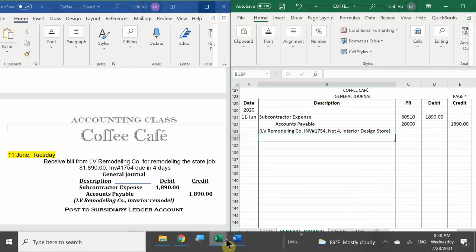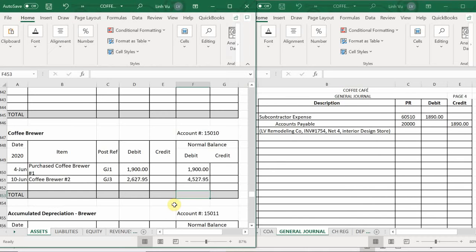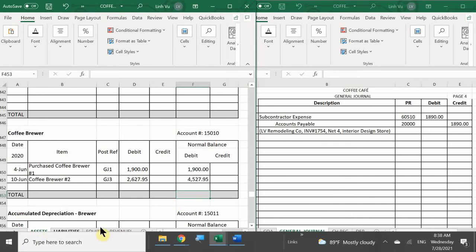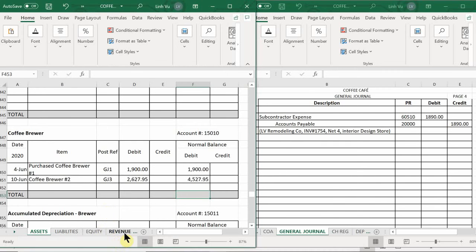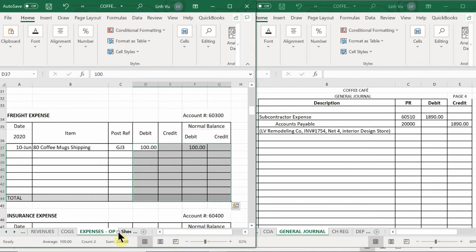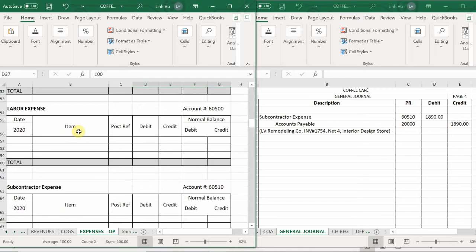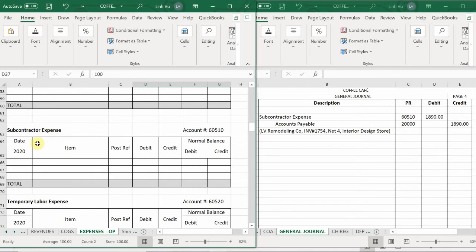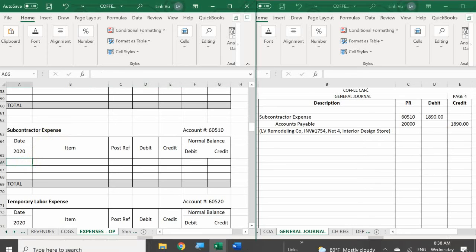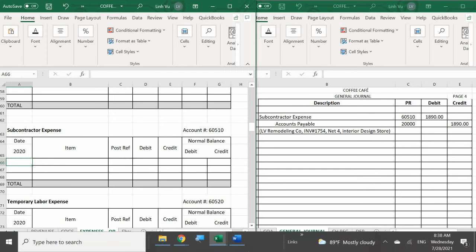we need to go to our subsidiary ledger. We have a subcontractor expense, so make your way to operating expenses. It is under labor expense. Here we go, subcontractor expense. It's up to you what you want to write in here. I'm going to write remodeling store.